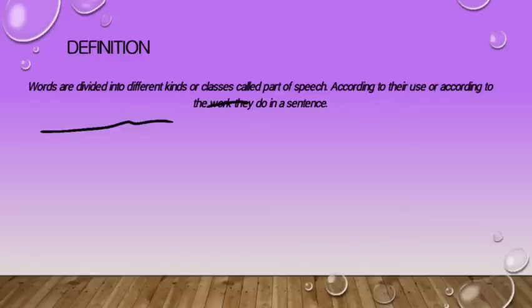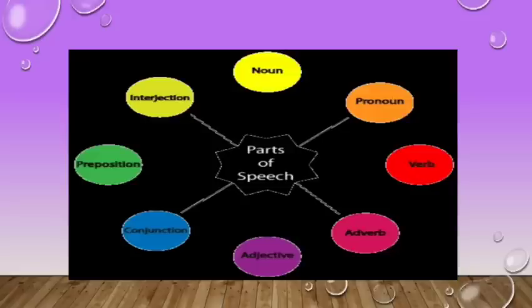Now the question is, how many parts of speech are there? So there are 8 parts of speech: noun, pronoun, verb, adverb, adjective, conjunction, preposition, and interjection. So let's try to understand what they do and how we can use them.